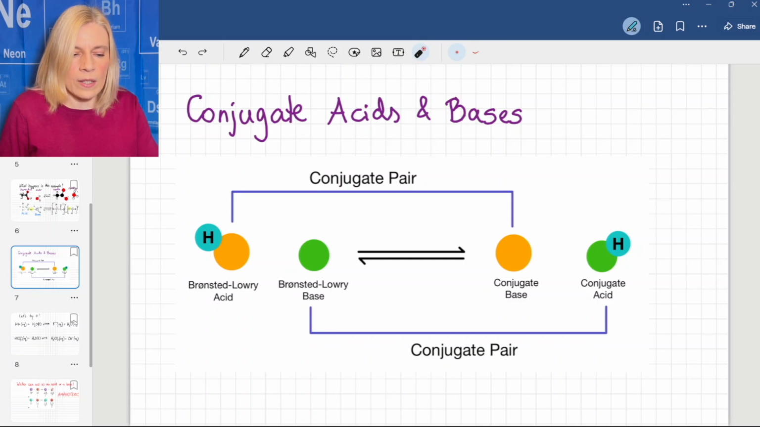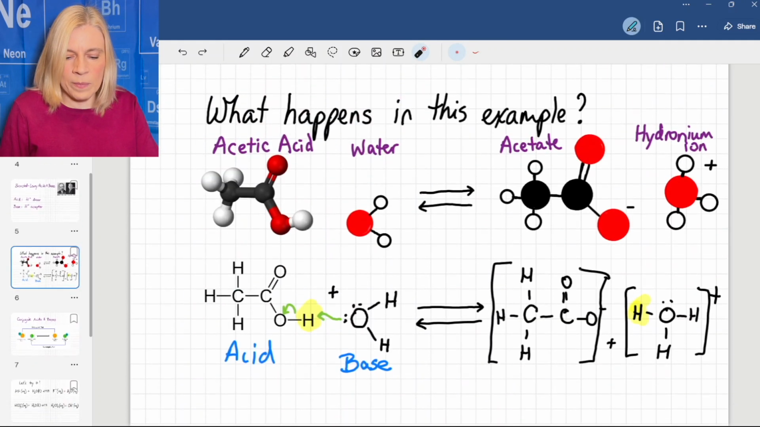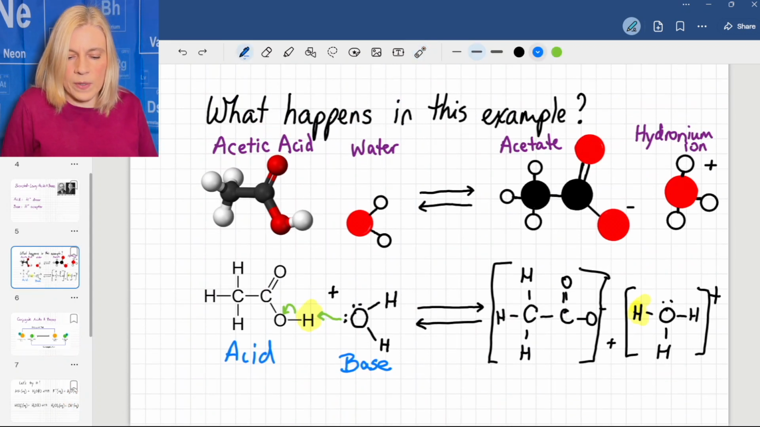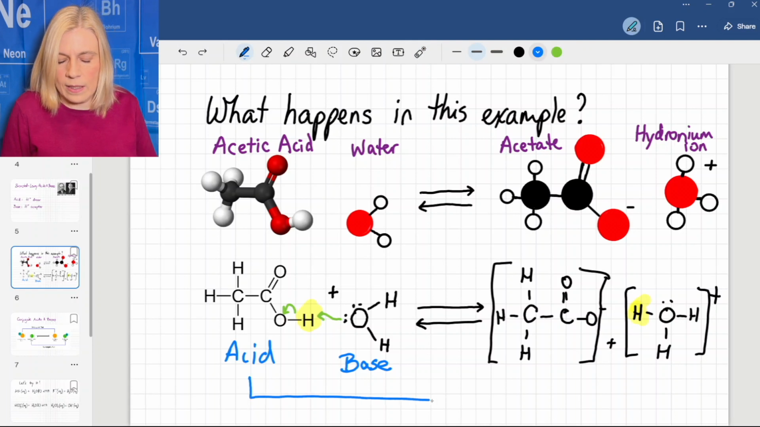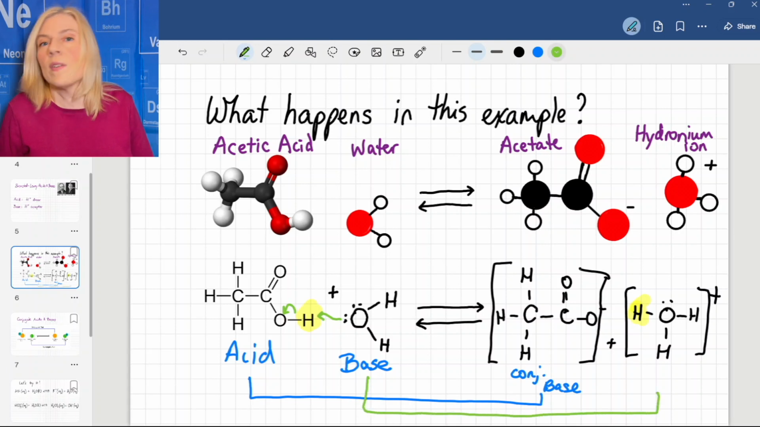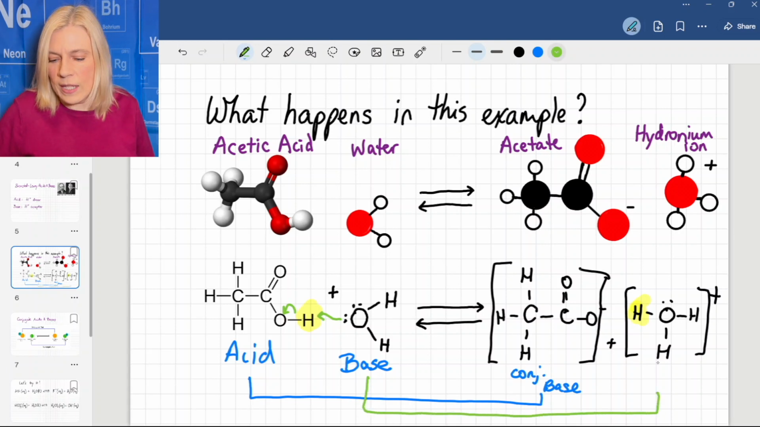So right here, let's go to our example. Acetic acid is an acid. Once it gives up this H plus, it's going to act as a conjugate base. And water here is a base. Once it catches the H plus, now it has the ball, it has that highlighted H, yes, that's a conjugate acid.